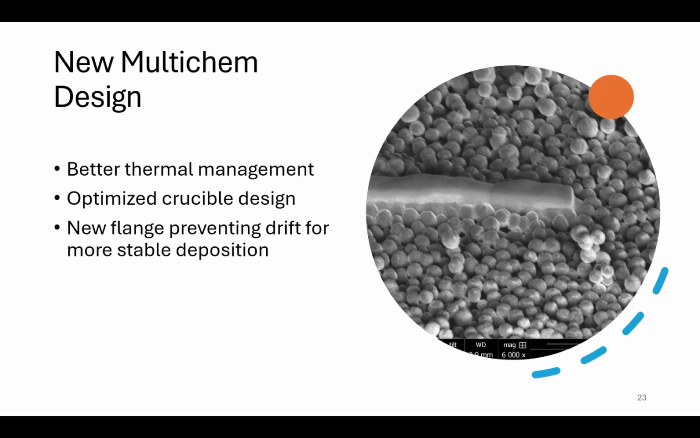Also, there's a new multi-chem design, and it's got better thermal management. The crucible design has been optimized, and probably most importantly, there's a new flange, and the flange design prevents drift. And that means the needle's not getting closer or further away from your sample. And that makes for much more stable depositions. And that's going to definitely help when you're writing automation scripts if you know your deposition is always going to be the exact same thickness.